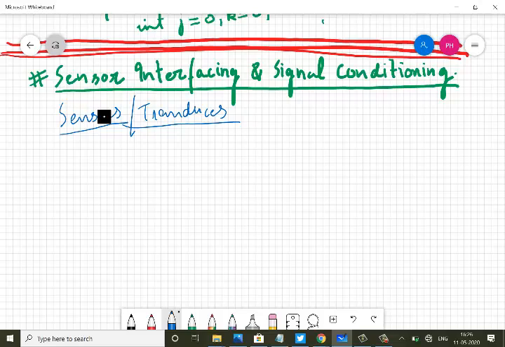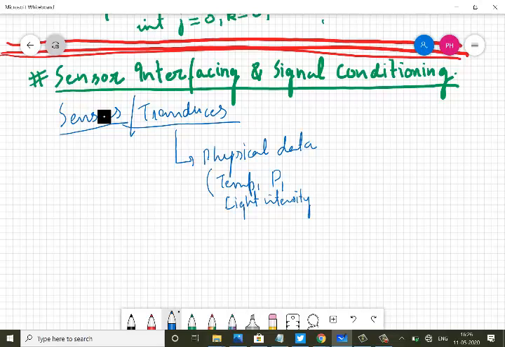These actually convert physical data like temperature, pressure, ambient light intensity, speed to electrical signals.